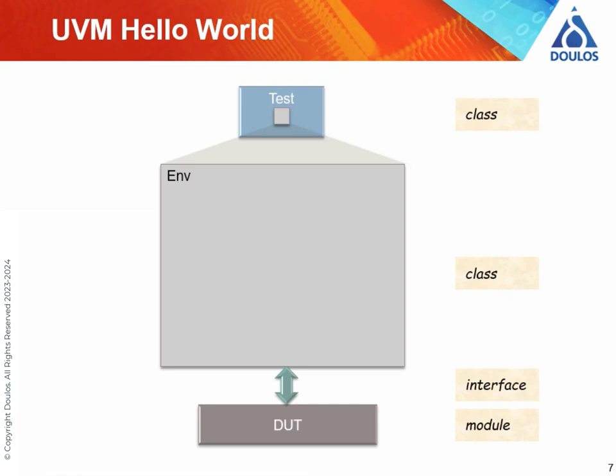So our Hello World example is going to be a combination of SystemVerilog module-based code, modules and interfaces, and class-based code. Our class-based code is going to be divided up between an env and a test that is going to exercise that env. So even though this is a trivial example, you'll see this structure, this division between the module-based and the class-based parts already in place.